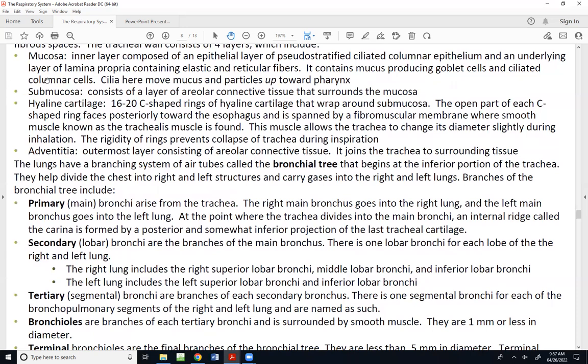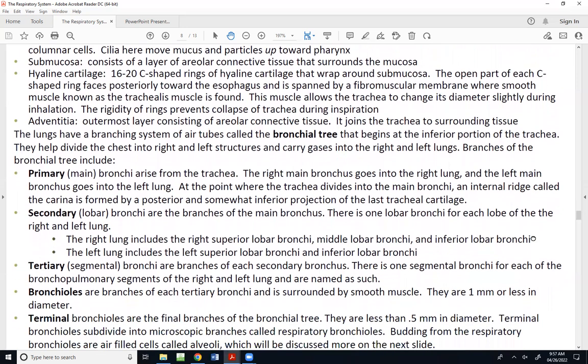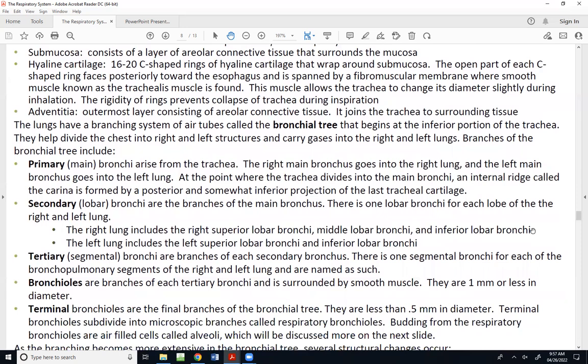The ciliated columnar cells use the cilia to move the mucus and the particles attached to that mucus upwards towards the pharynx. And then at that point, we'll either cough it up and spit that mucus and the gunk out, or what probably happens a lot more is that contaminated mucus moves down into our esophagus and then down into the stomach and is digested. Sounds really gross, but it's actually a normal thing. Surrounding the mucosa is the submucosa, a layer of areolar connective tissue. Not a whole lot to discuss there.